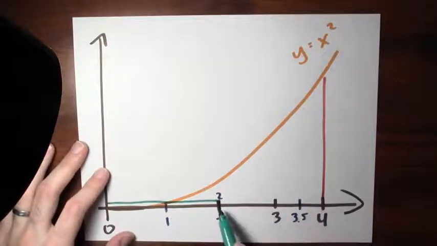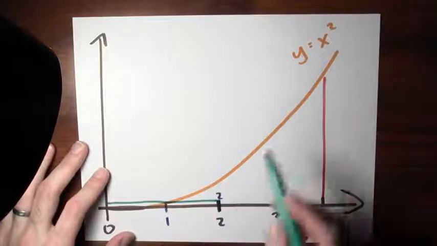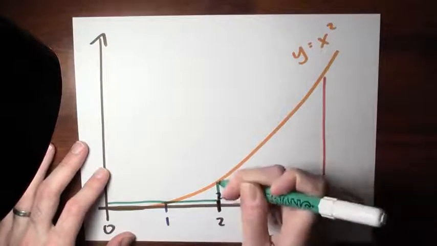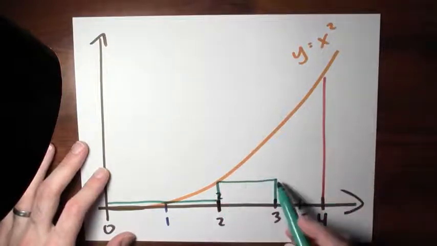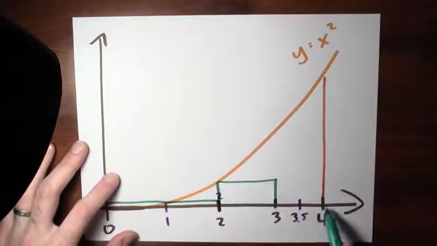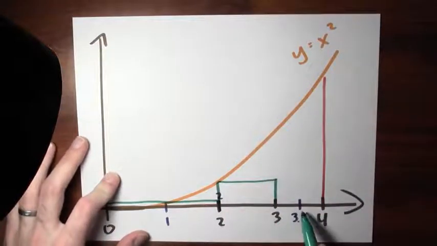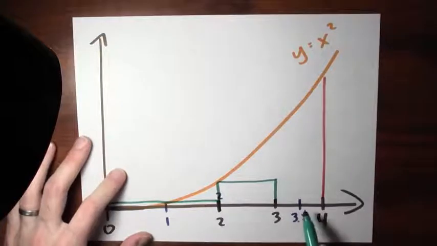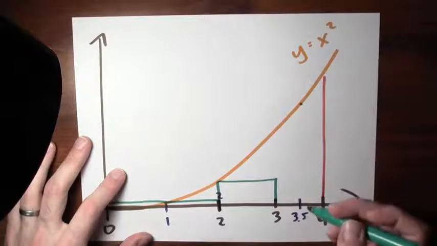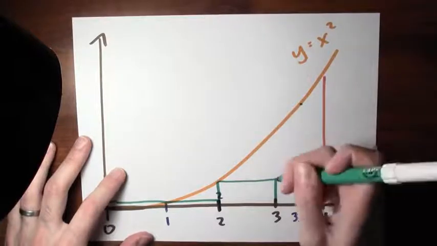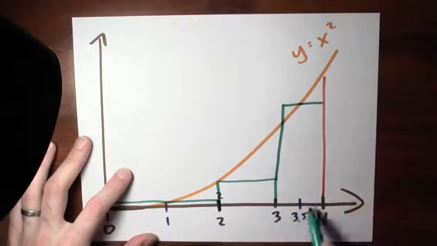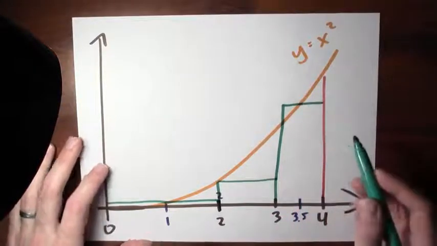On my second subinterval, I picked a sample point of 2, so I'll plug in 2 to the function and I'll get 4, and I'll build a rectangle of height 4 and width 1. Not quite to scale. And in my last subinterval, I picked a sample point of 3.5, so I'll evaluate my function at 3.5, and I get 12.25. And I'll build a rectangle of width 1 and height 12.25.